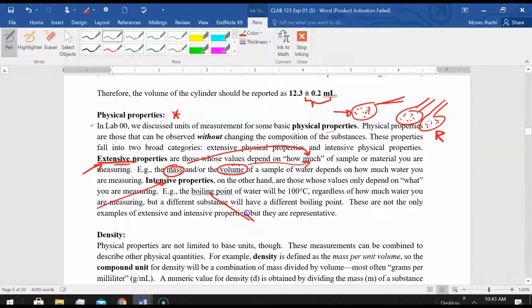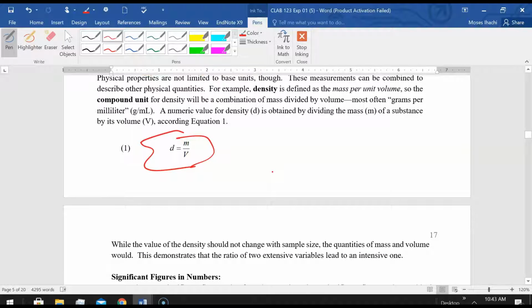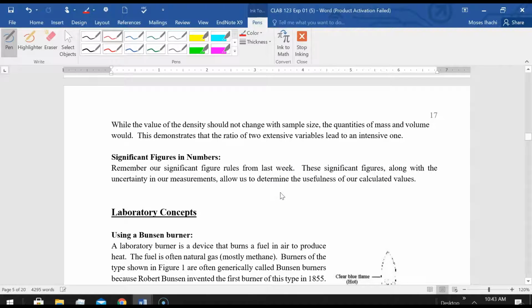For example, boiling point. The boiling point of 1 drop of water and 1 gallon of water is always 100 degrees Celsius. Also density. The density of 1 drop of water is roughly 1 gram per centimeter cubed. The density of 1 gallon of water is again 1 gram per centimeter cubed. Density does not change, boiling point does not change with amount. Part of this experiment requires that you do density measurement, and also experiment 2 will have you do lots of density measurement.